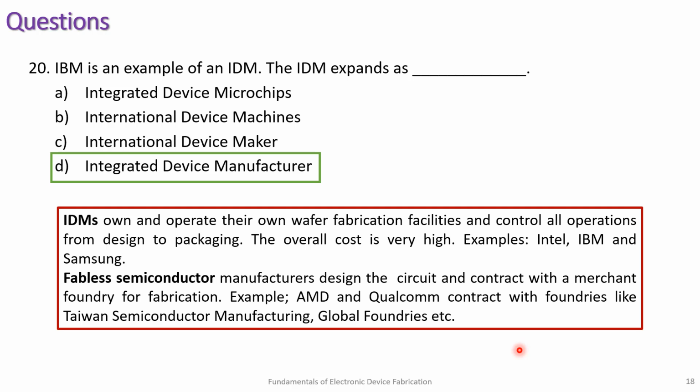See, foundries manufacture, but they don't have designs of their own. But companies like AMD and Qualcomm have designs, but they don't have the plant. But companies like IBM, Intel, and Samsung have everything. They have their own designs as well as their own fabrication units.